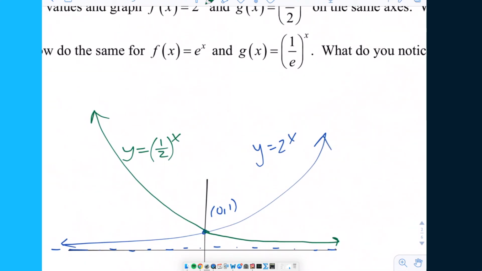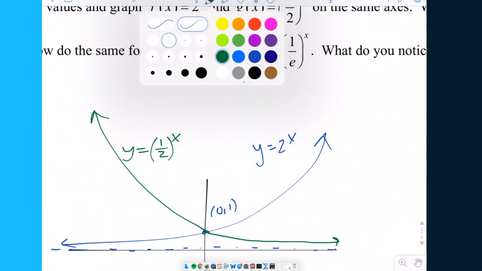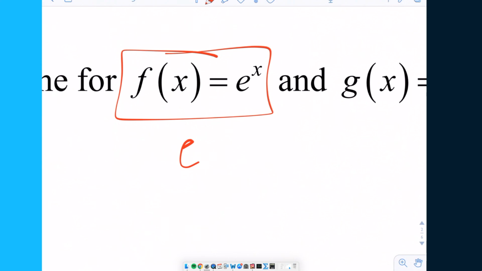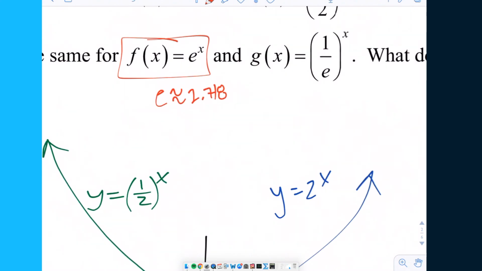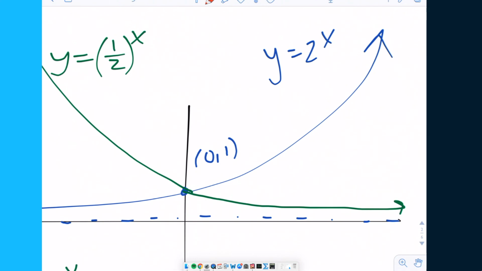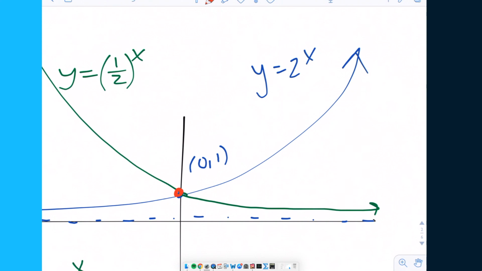Now, let's go ahead and choose a different set of flavors here that contrast. I'm going to use red. Let's go ahead and graph e to the x. This is going to be essentially your parent function, not 2 to the x. What is e approximately? 2.718. So what is e to the 0 power? Still 1, yeah? But as I go up to the right, where is the graph of e to the x going to be in relation to 2 to the x? Above or below?